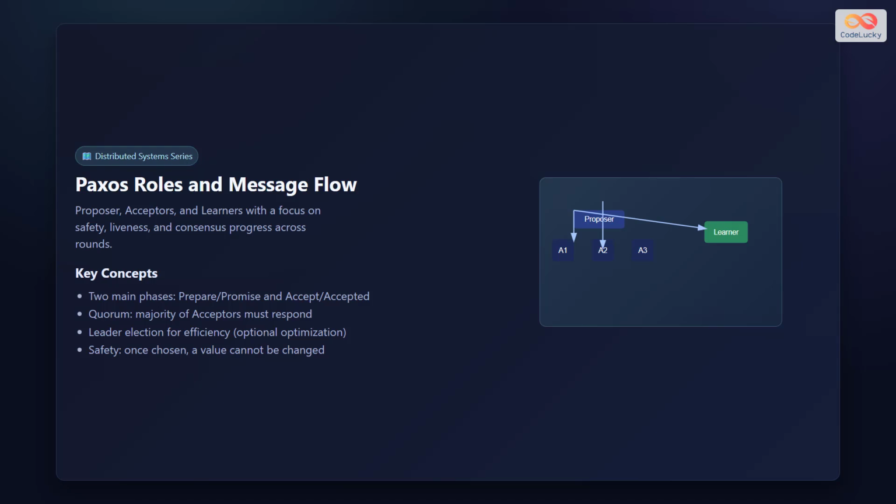Paxos guarantees that no matter what failures occur, if a value is chosen, all servers will eventually learn that same value. This is what we call consensus. Without consensus, distributed systems cannot maintain consistency across multiple machines.